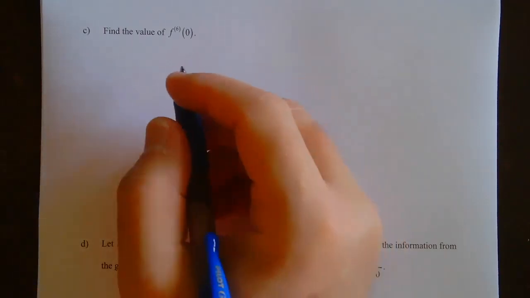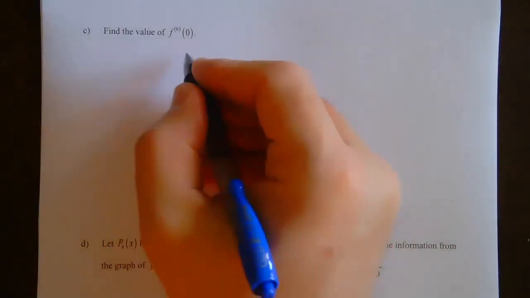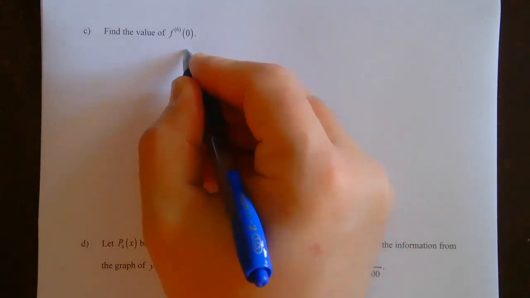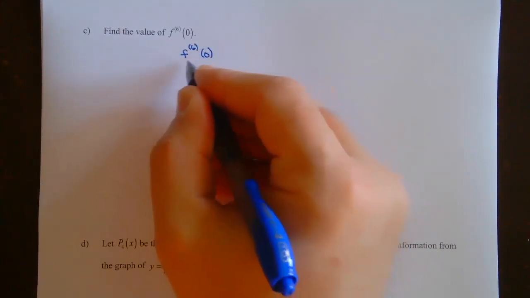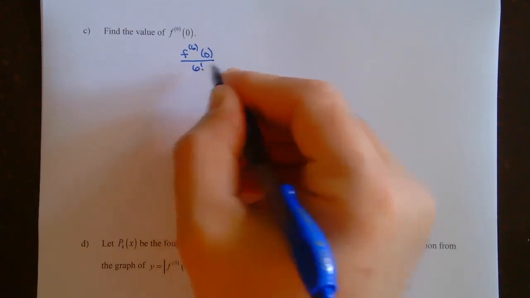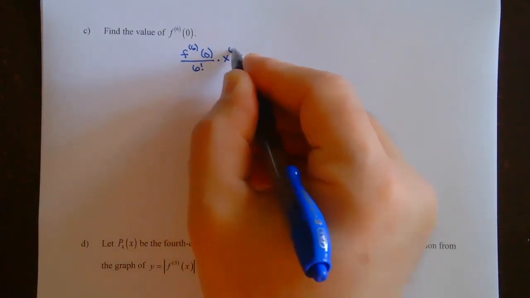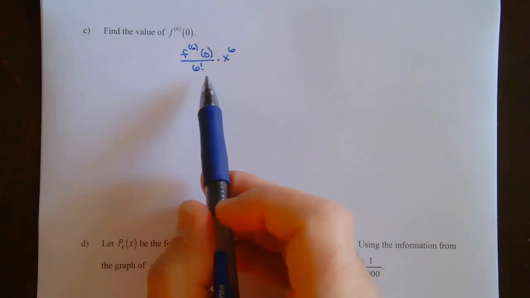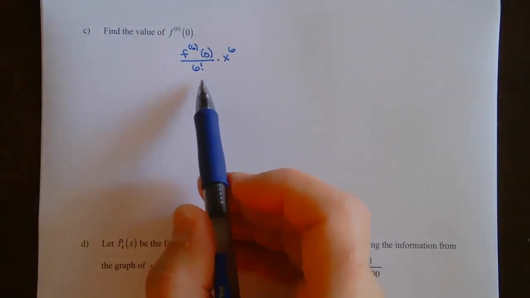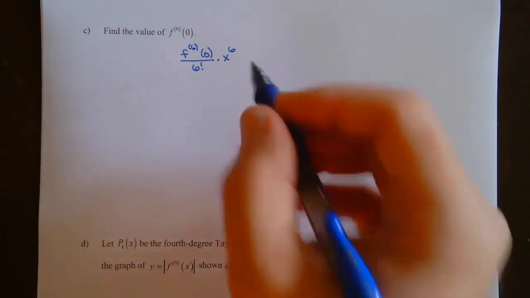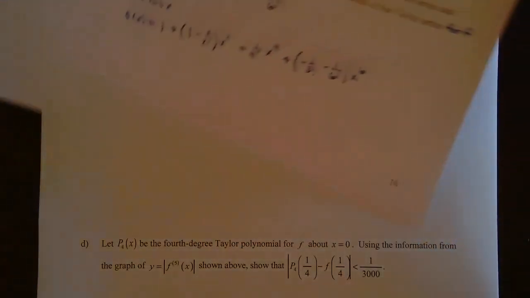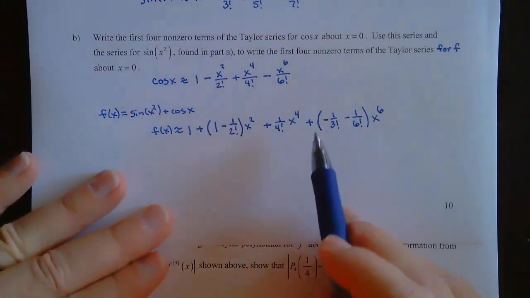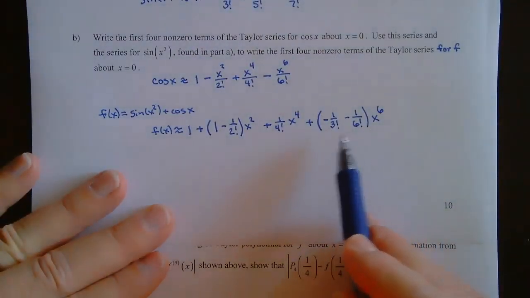What they want you to realize is that f, the 6th derivative at 0 over 6 factorial times x to the 6th, that's a term in the Taylor polynomial, right? And so you can get derivatives from looking at the coefficients for a Taylor polynomial, okay? So what we know from part B, from what we just did, I'm going to grab my paper. We know that the coefficient for x to the 6th is this, okay?